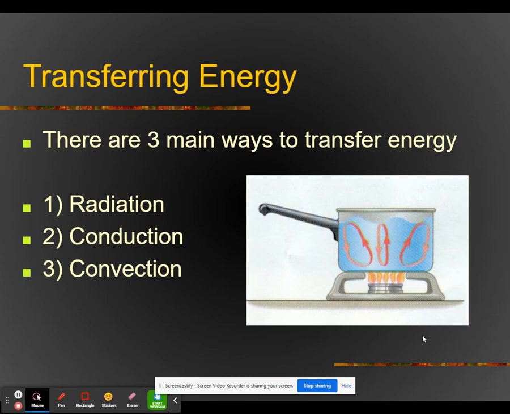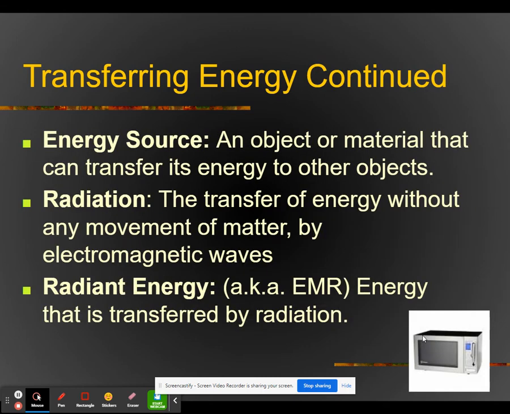So when we talked about heat, that is thermal energy that's transferred, right? There are 3 main ways to transfer thermal energy: radiation, conduction, and convection. We'll talk about those 3 right now. Transferring energy is always going to go from an energy source to another object. An energy source is an object or material that can transfer energy to other objects. The source of the energy is always the one that the energy is going away from to go to something else. Radiant transfer, or radiation, is one of the ways that heat energy can be transferred.